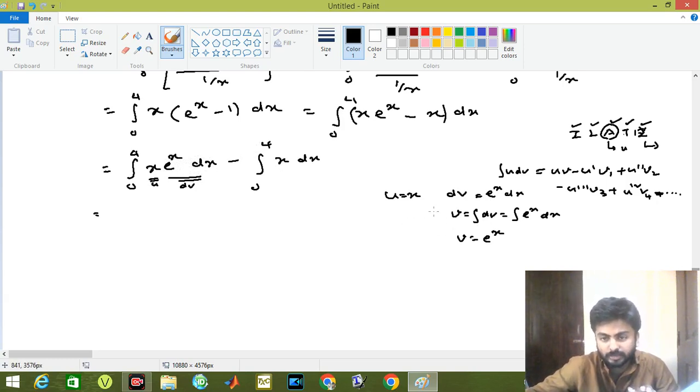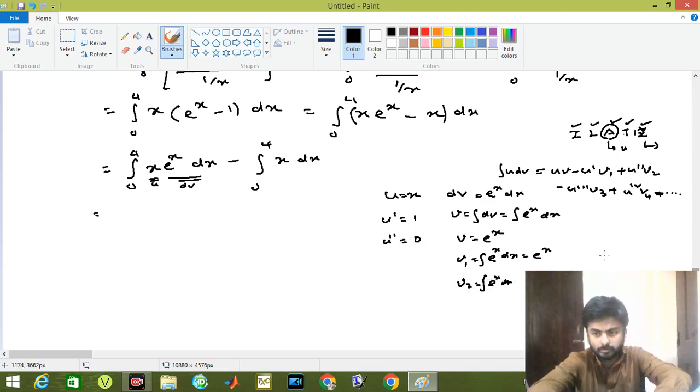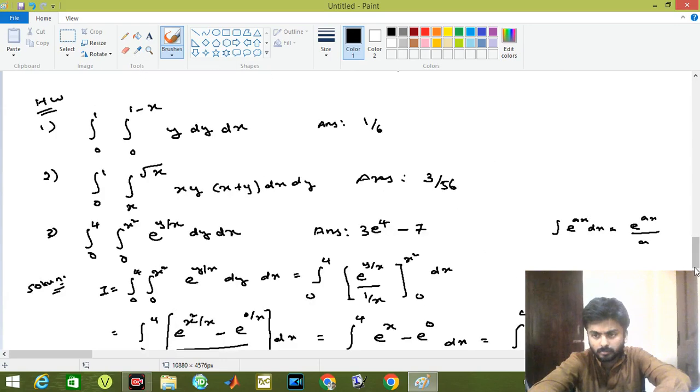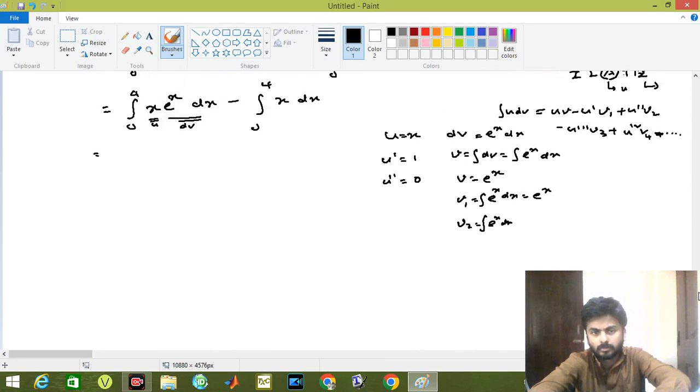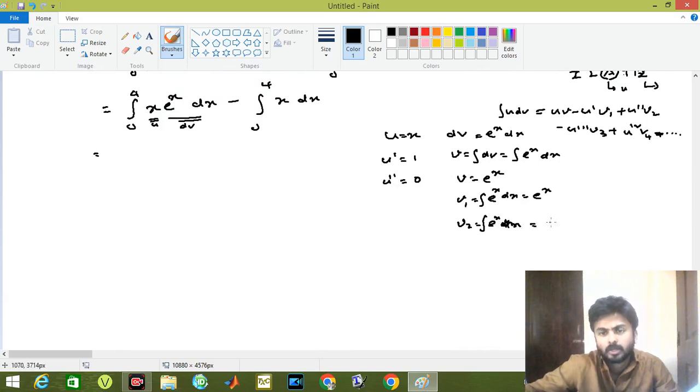So u equal to x, v equal to e power x. Then u dash equals 1, and v1 means the integral of v, so the integral of e power x dx, that is e power x. u double dash is the differentiation of this, that is 0. v2 means again the integration of this, the integral of e power x dx, that is equal to e power x.